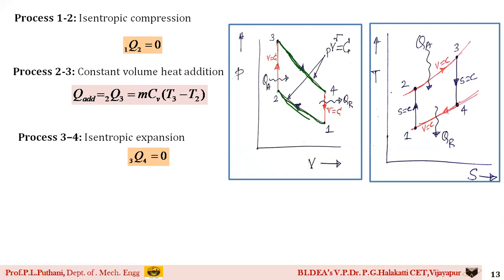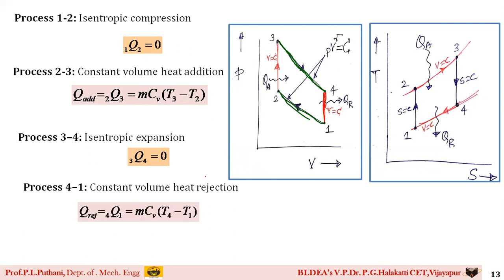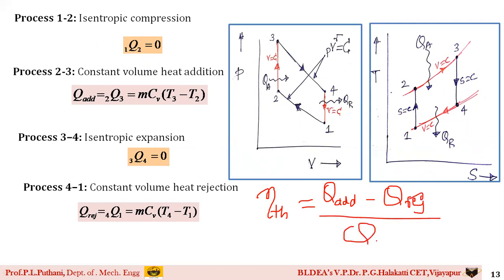Similarly, for 4 to 1, students, the heat is being rejected and it takes place at constant volume. So QR is equal to Q41, and it is Cv (T4 minus T1). So once you have written all the 4 processes, in that you have already seen here the heat addition takes place, here the heat rejection takes place. Then we need to write the thermal efficiency equation. So generally, the thermal efficiency equation we write as thermal efficiency is equal to heat addition minus heat rejection, whole divided by heat addition.